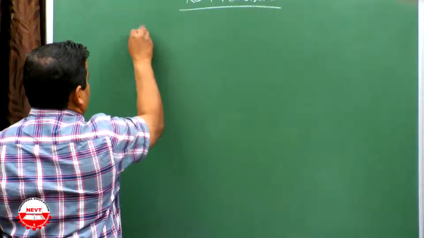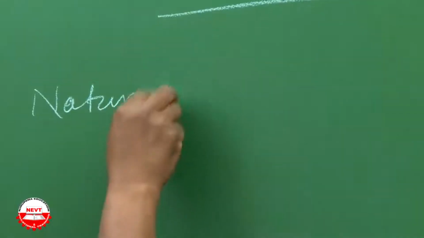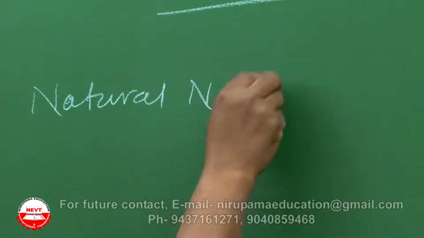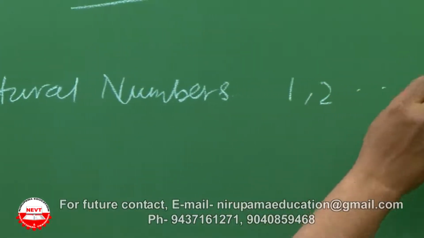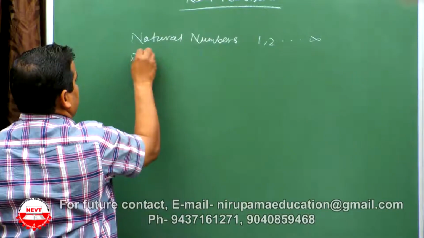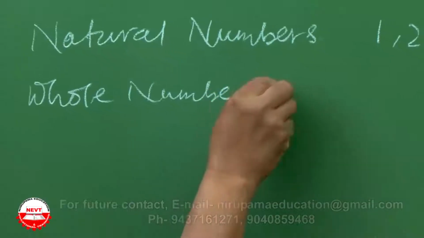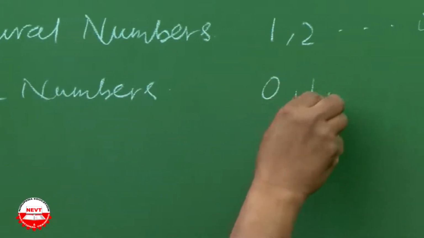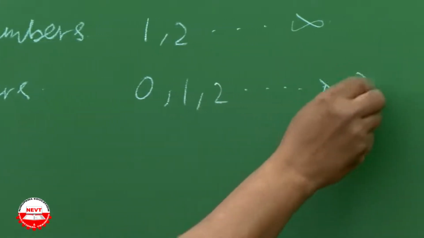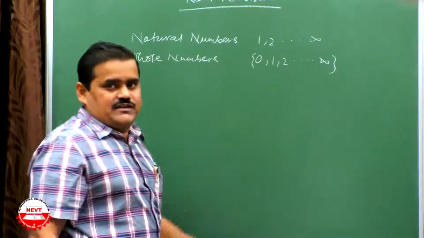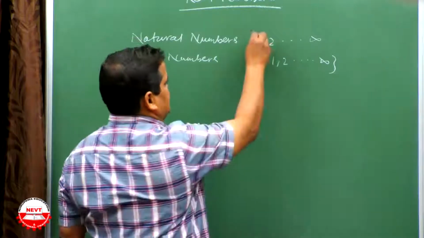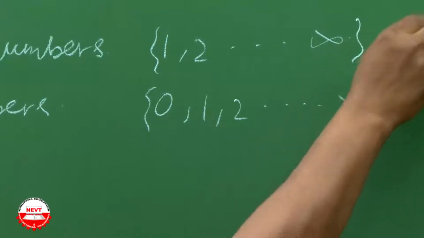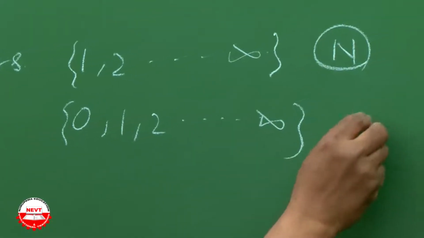You know about the term natural number, that is 1, 2 up to infinite. Whole numbers start from 0, 1, 2 up to infinite. Actually, in set theory in higher classes you will know this is the natural number set, that is the N set. This is W.